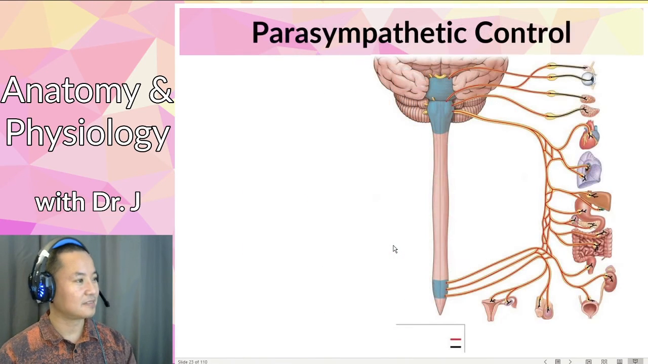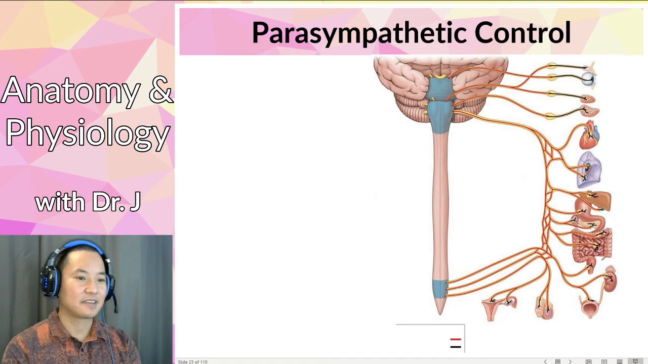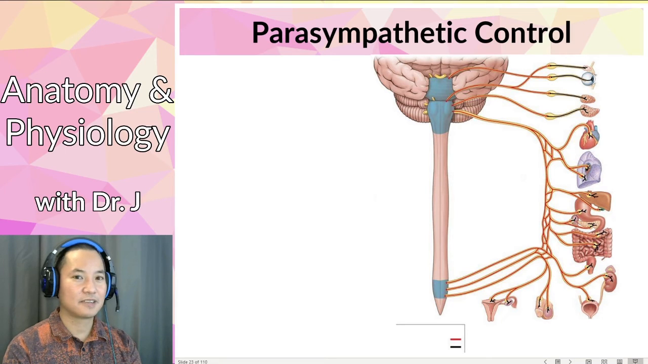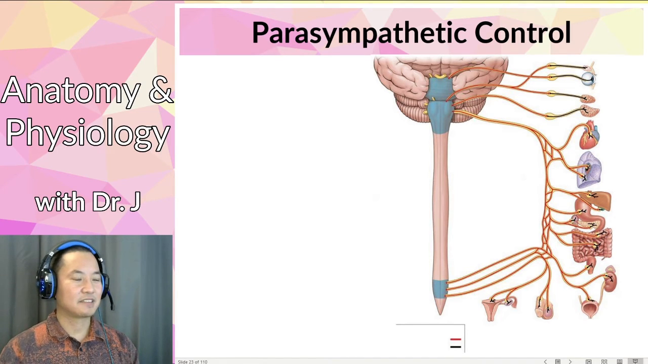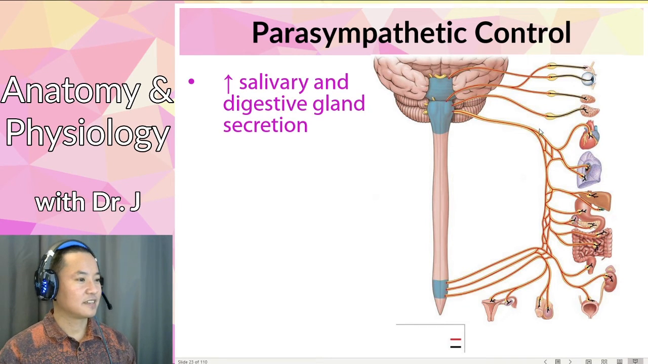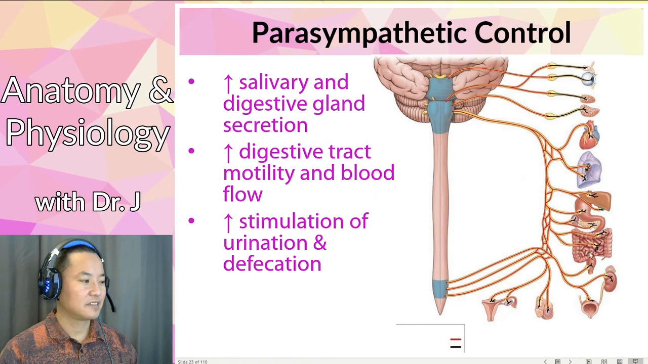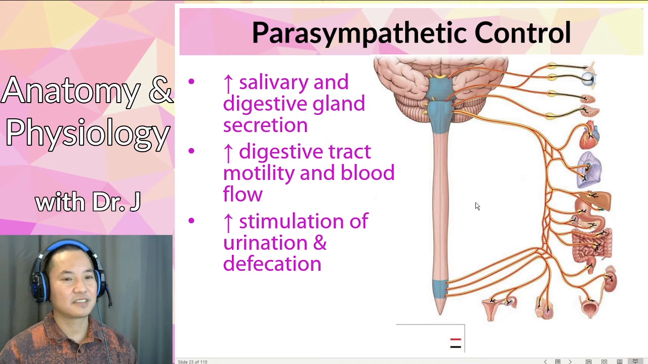All right, so how does parasympathetic control differ? Well, notice that the ganglia are not as close to the spinal cord. Now they're further away. And remember, the preganglionic fibers are further and longer on average than the sympathetic ones. So what we have here is increased salivary and digestive gland secretion, increased digestive tract activity. So we have more saliva production to help you in digestion, and also more digestive activity. And also increased stimulation of urination and defecation. So this is an interesting thing.